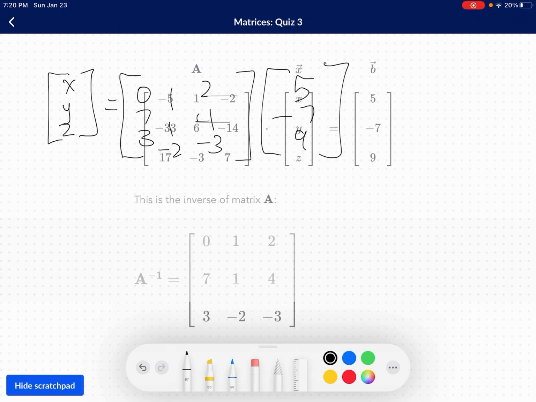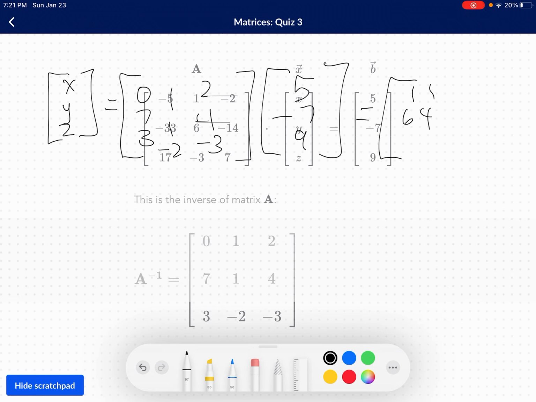And it's important it's after the inverse, because if it was before, it wouldn't give the same solution. So you just multiply this out. 0 times 5 is 0. 1 times negative 7 is negative 7. 2 times 9 is 18. 18 minus 7 is 11. 7 times 5 is 35. 1 times negative 7 is negative 7, so it's 28 so far. And then 4 times 9 is 36, so 36 plus 28 is 64.